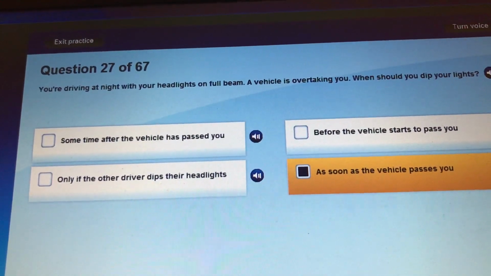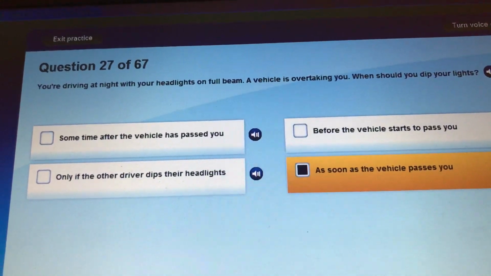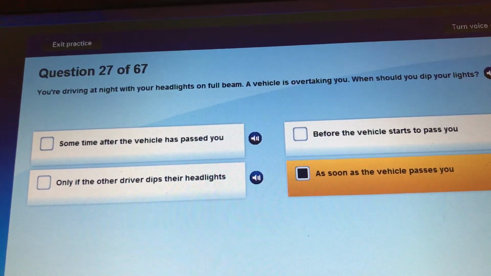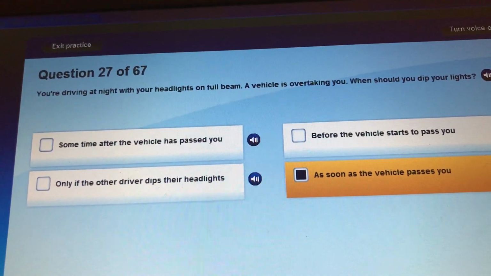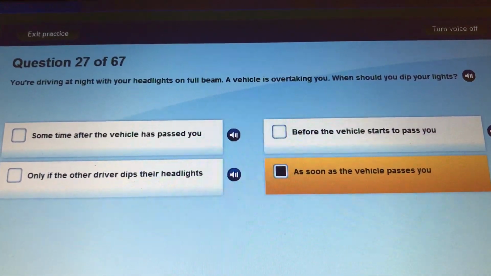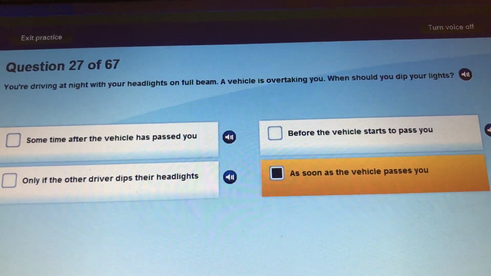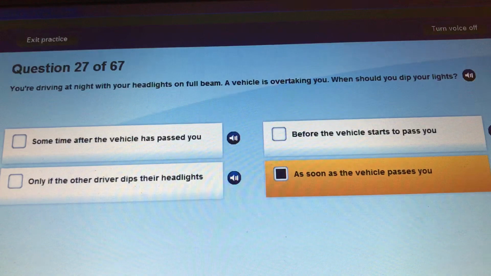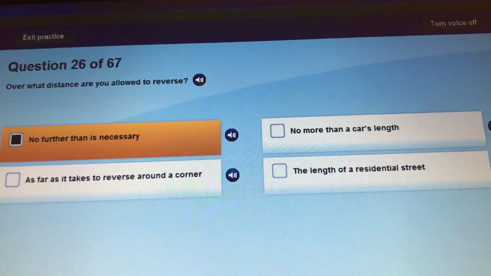As soon as you see the driver behind you is overtaking you. You are not overtaking. The driver behind you is overtaking you. Make sure you change your full beam to dipped headlights as soon as you see that other vehicle passes you because you don't want to dazzle him.